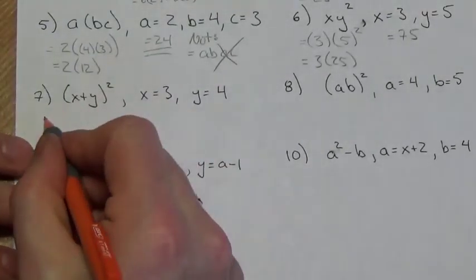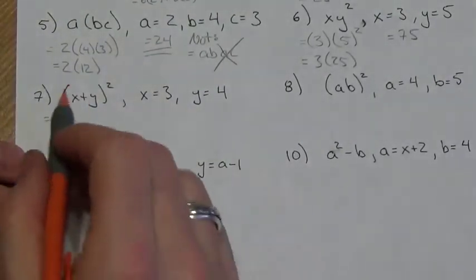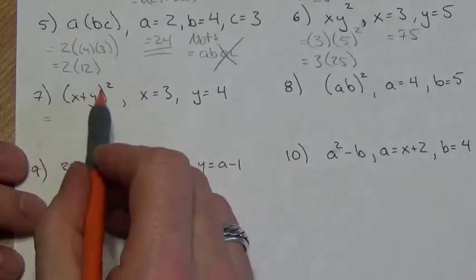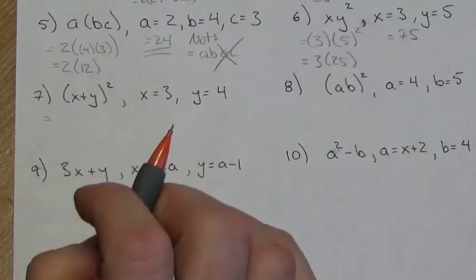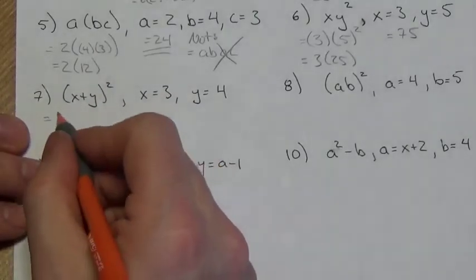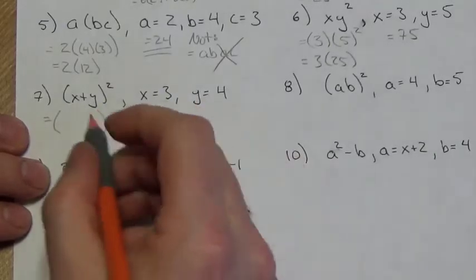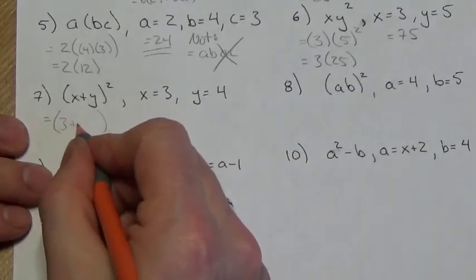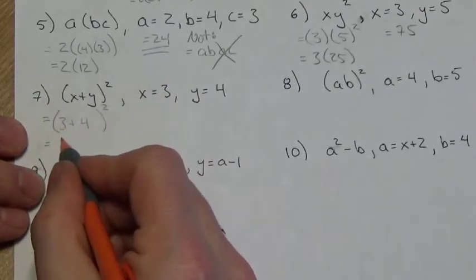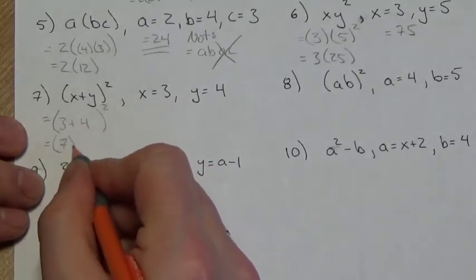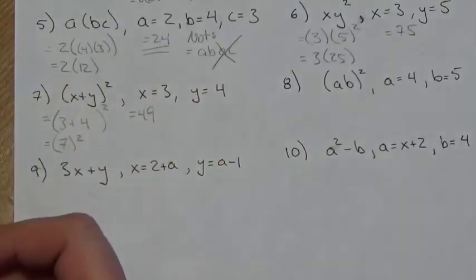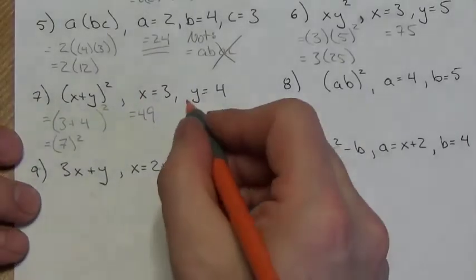Over here, x plus y squared. Now there's addition here. Squaring does not distribute over addition. When I do the substitution, make x equal to 3 and y equal to 4. 3 plus 4 is 7. 7 squared is 49. That is the correct answer.